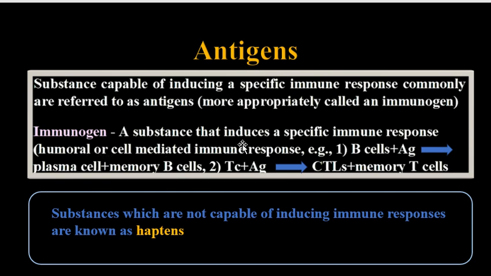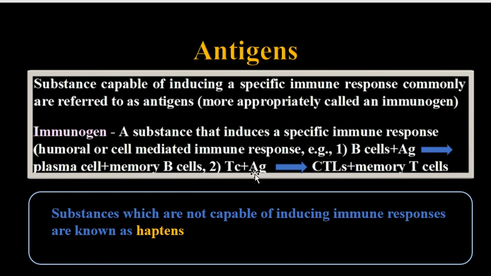humoral or cell-mediated immunity. For example, a B cell interacts with an antigen displayed on the surface of the B cell in association with major histocompatibility class 2, which interacts with the TCR of a T helper cell, and this will lead to activation, proliferation, and differentiation of B lymphocytes into plasma cells and memory B cells.